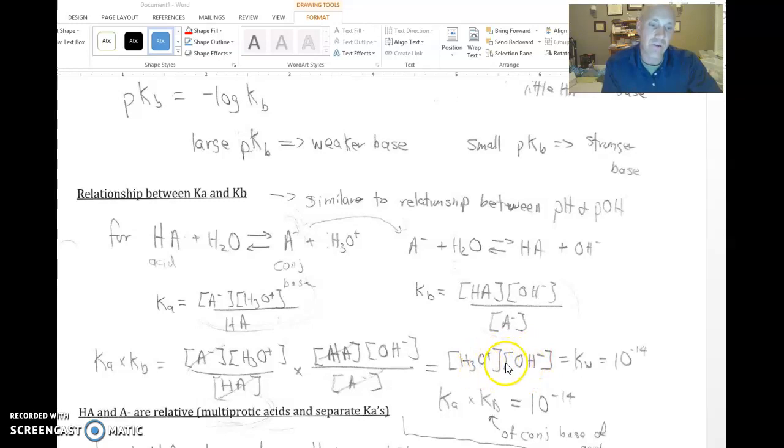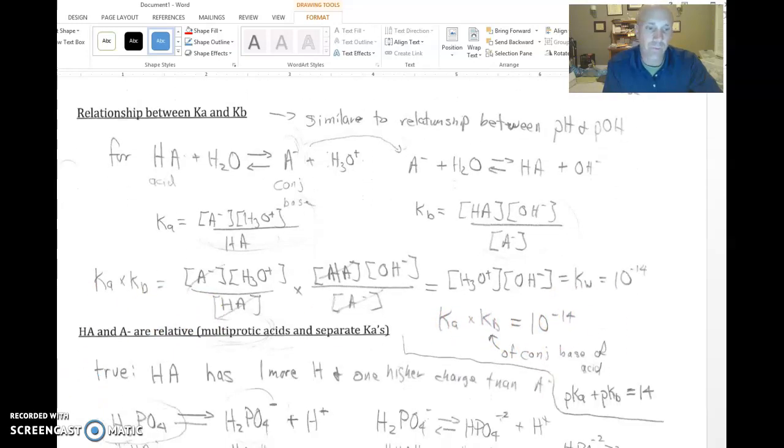If you recall, whenever you have this, that is the Kw, which is the dissociation constant for water, which at room temperature is 10 to the minus 14. So what you can say is that the Ka of an acid times the Kb of its conjugate base is going to equal 10 to the minus 14. Again, that's going to be at room temperature. If it's away from room temperature, remember it's going to be something slightly different. So technically this has to be at room temperature.